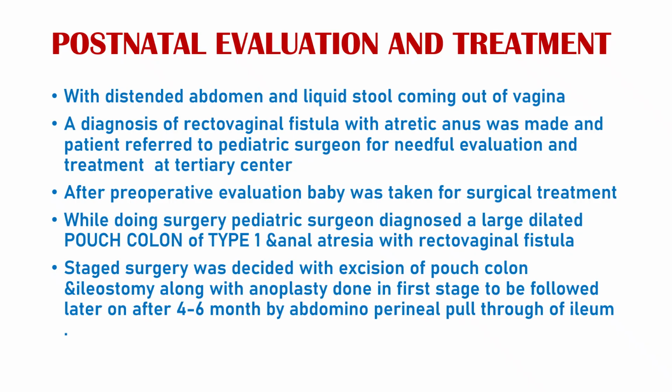After pre-op evaluation, the baby was taken for surgical treatment. During surgery, the pediatric surgeon diagnosed a large dilated pouch colon of type 1 and anal atresia with rectovaginal fistula. Staged surgery was decided, with excision of pouch colon and ileostomy along with anoplasty done in the first stage, to be followed 4 to 6 months later by abdominoperineal pull-through of ileum.